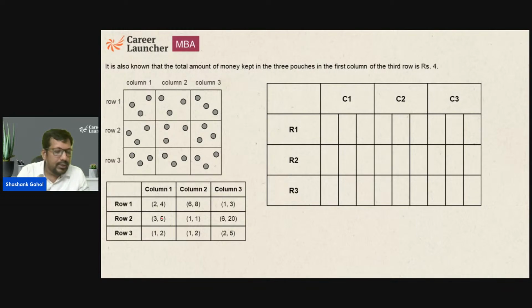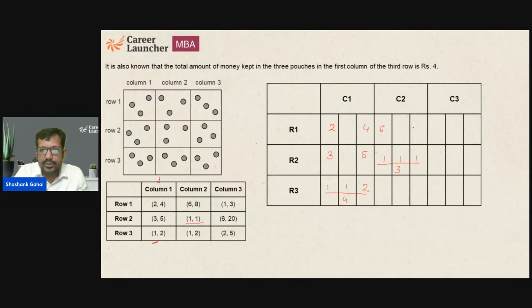Now I know one thing: column 2, row 2, this is 1, this is 1, this is 1. First column, third row, sum is 4. So this is definitely going to be 1, 1, and 2. So I am going to say the total amount of money is 4, and here the total amount of money is 3. Here I get 2 and 4. I'm going to write up all the values. I have 3 and 5. I am writing down the smallest value and largest value.